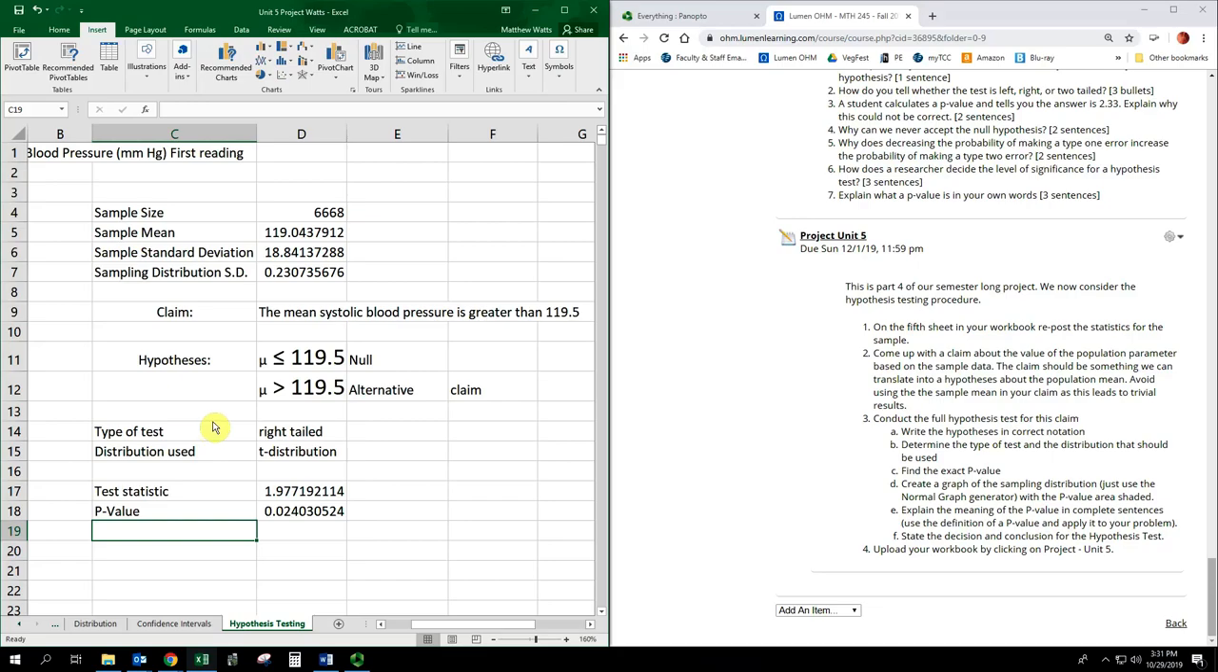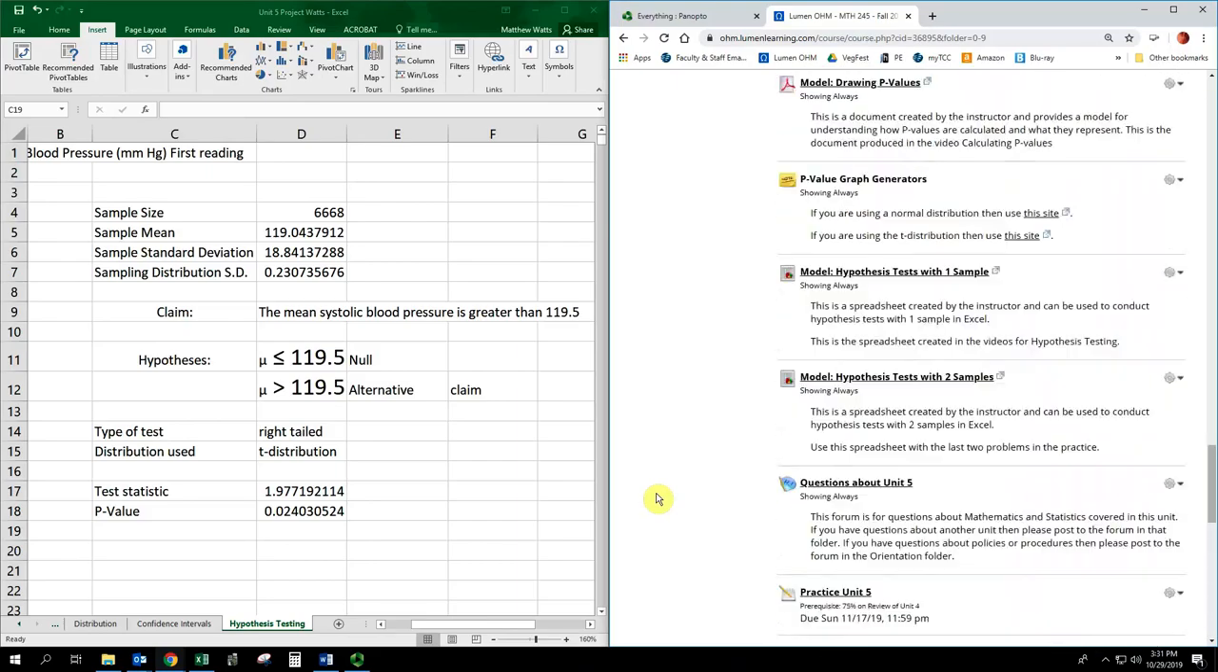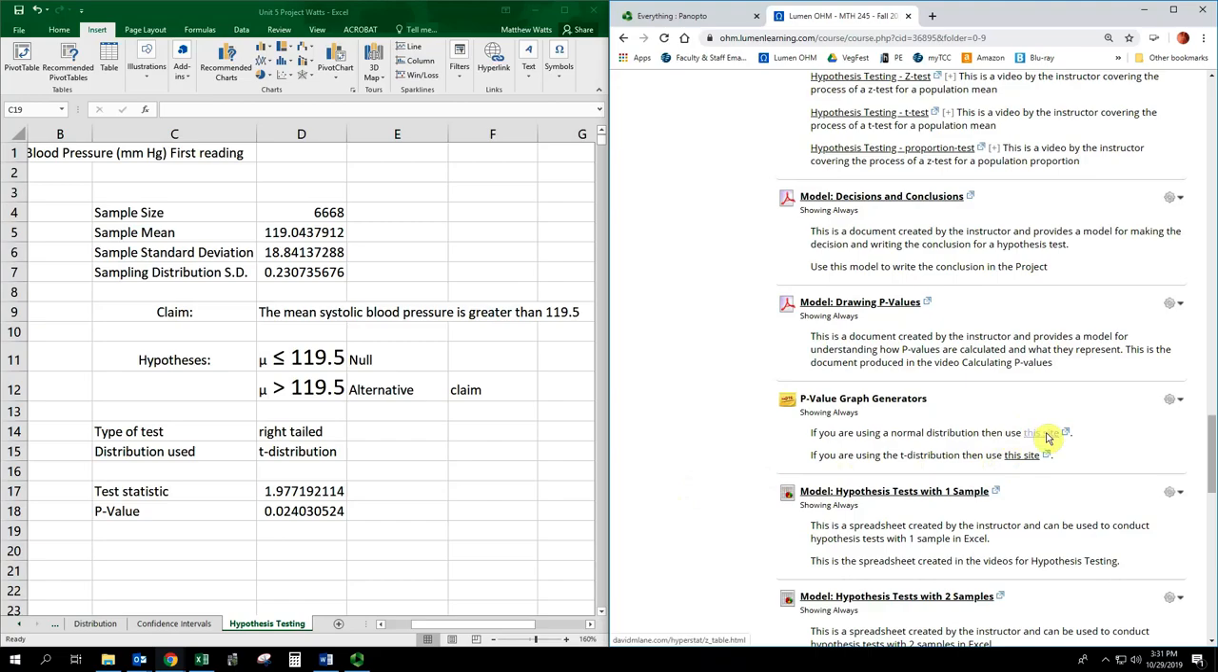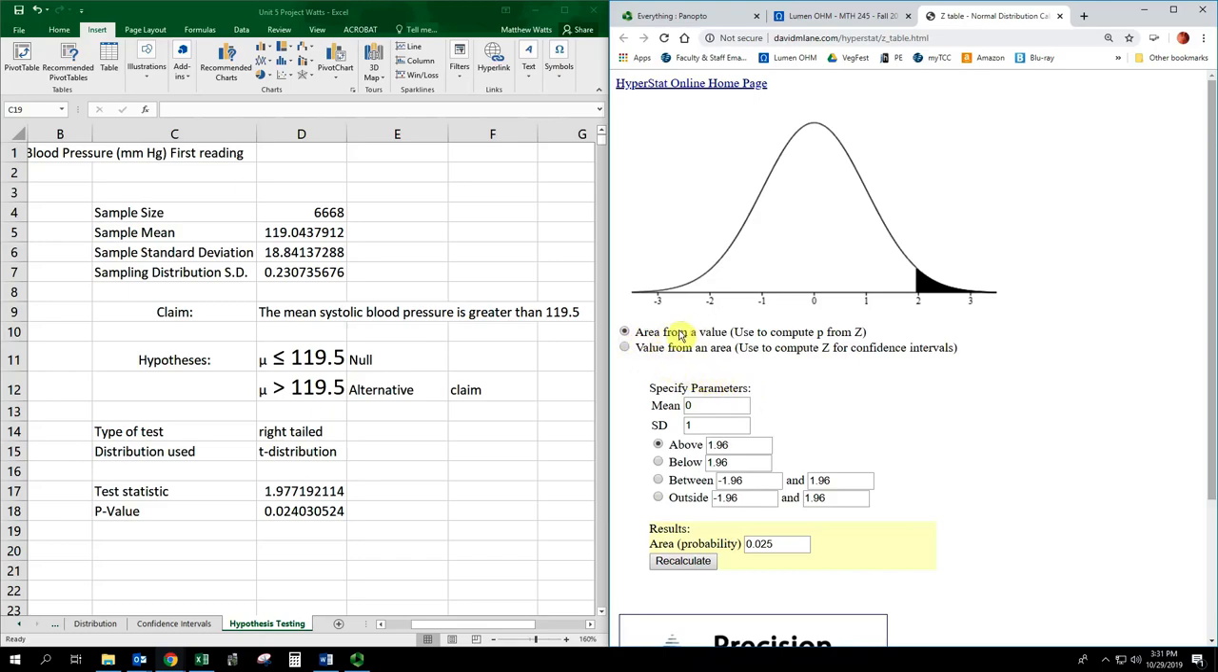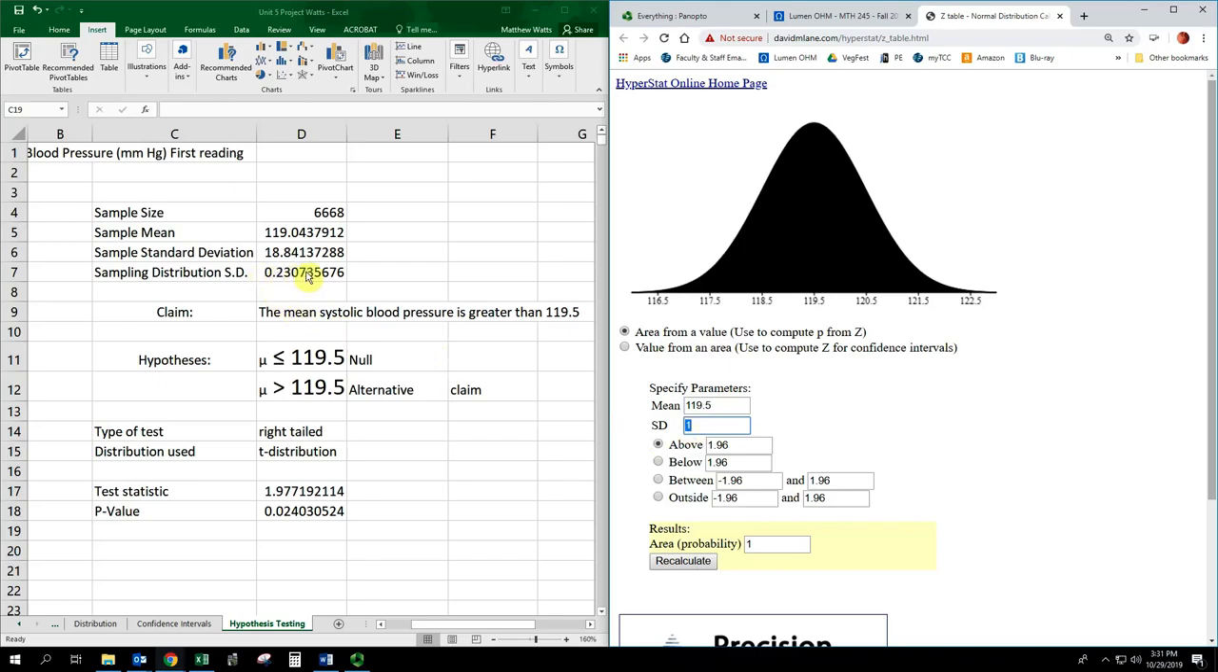Now I want to get a graph of the sampling distribution. You can use the normal distribution site or the t-distribution site, either one. I think the normal one makes it a little better of a graph because it allows you to adjust to the values you have. So you do want to get area from a value, because the area is the probability, which is the p-value. So you want this to calculate your p-value and confirm it. I would set the mean to be the proposed hypothesized mean of 119.5. Standard deviation should be the sampling distribution's standard deviation. So that for me is 0.2307356766.